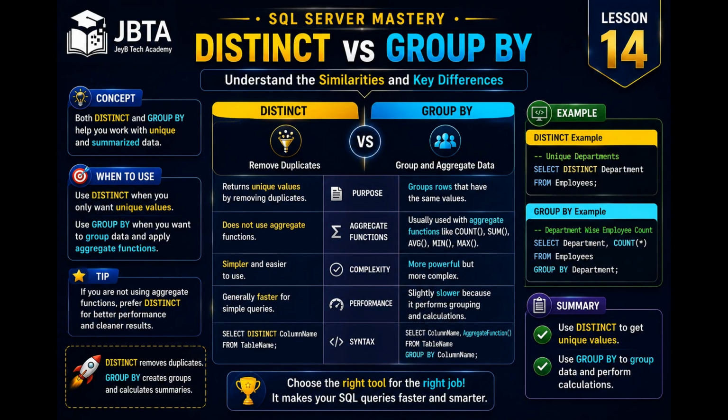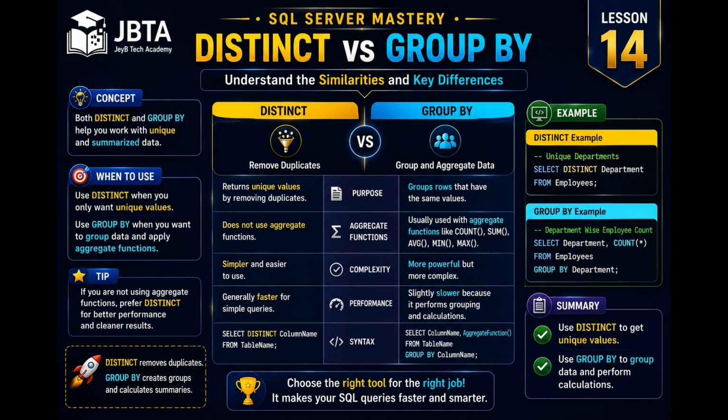In real-world applications, both clauses are used frequently. Distinct is commonly used for drop-down lists, filters, search options, and unique reports. Group by is commonly used for dashboards, business reports, sales analysis, employee statistics, financial reports, and data summaries.